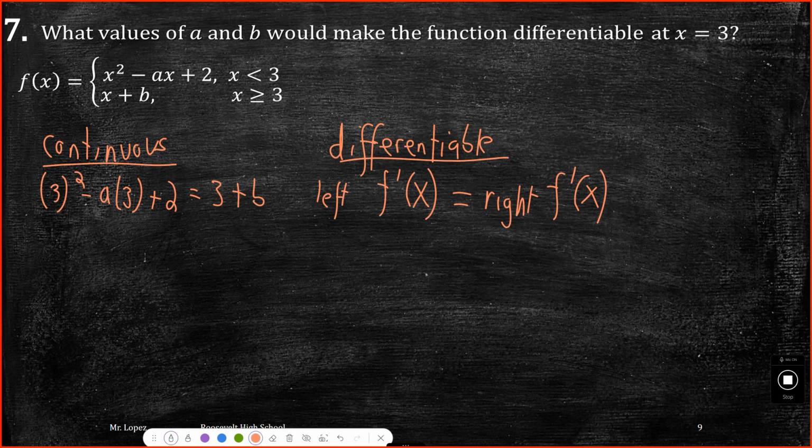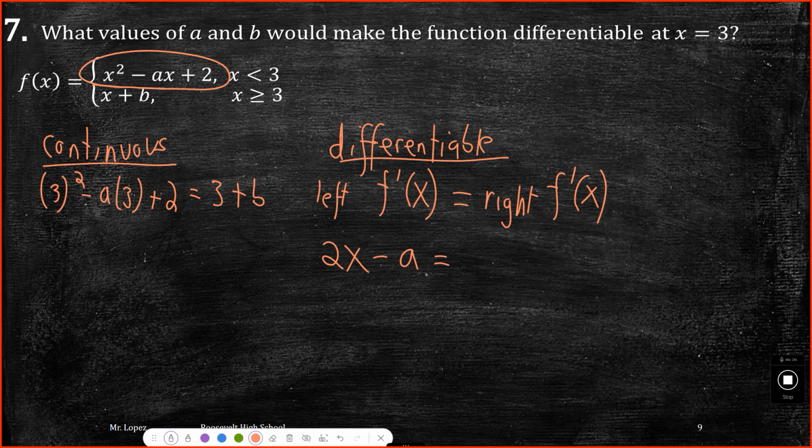So let's take the derivative of this coming from the left. What's the derivative of x squared? Isn't it 2x? And a is just some constant, some number. So then the derivative of this will be what? Minus a. And the derivative of 2 is 0.